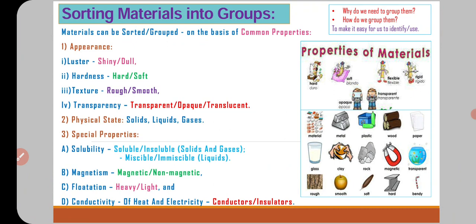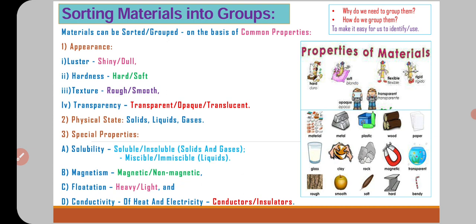Hardness. Materials can be hard or soft. Hard materials are difficult to compress. Soft materials can be compressed easily. Compress means pressing. If you press the hard material, it cannot be pressed, it doesn't compress. But soft materials compress, right? They just compress, right? It's a type of exercise also.